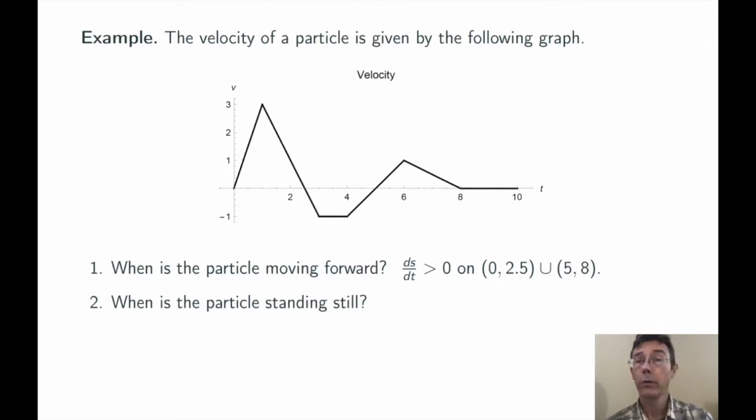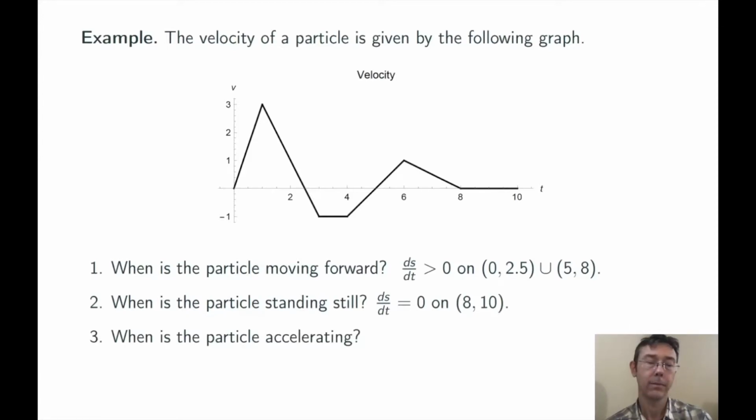Secondly, where is the particle standing still? So now I want to know, where is velocity equal to 0? So that's going to be the case between 8 and 10, of course. Notice here also that velocity is equal to 0 at about 2.5 and at about 5. So instantaneously, at least, the particle is also standing still at those values.